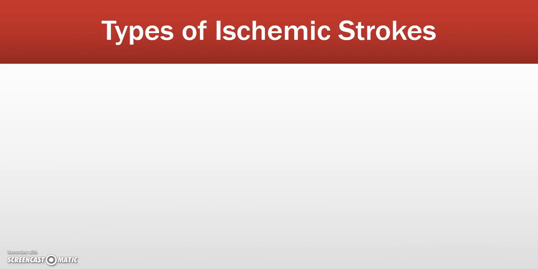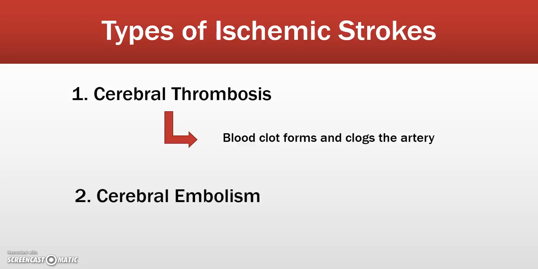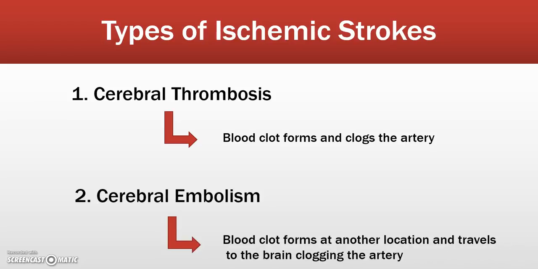There are two types of ischemic strokes. First is a cerebral thrombosis. Cerebral thrombosis is when a blood clot forms and clogs the artery. One way clots form is from plaque buildup. The second type of ischemic stroke is a cerebral embolism. This happens when a blood clot forms at another location in the circulatory system, usually the heart, then travels through the bloodstream. The clot will then become lodged in the brain where the vessels are narrow.